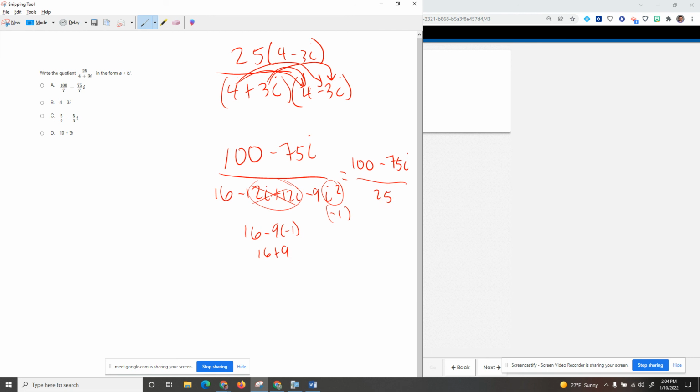So you end up with 100 minus 75i divided by 25. If you can divide out a 25 from each of the 100, the 75, and the 25, you need to do it. So dividing a 25 out of that, you get 4. Dividing 25 out of negative 75i, you get minus 3i. And dividing 25 out of 25, you get 1. So your answer is 4 minus 3i. So your answer is B. Okay? So answer choice B for that one.